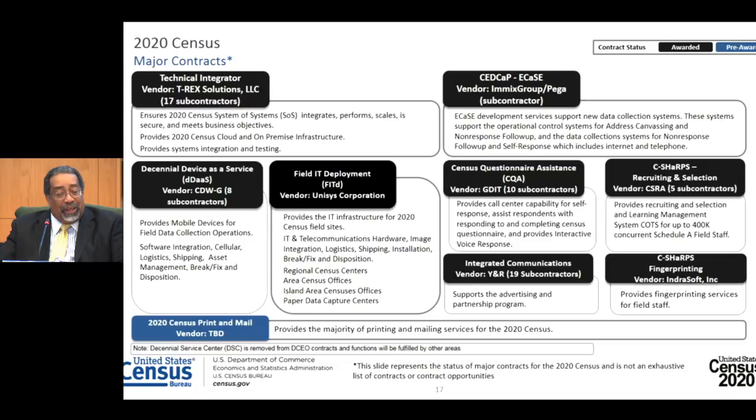You've seen our contract slide before. It shows the major contracts we have in place to support the 2020 census. All but one of our major contracts are awarded and in the contract administration phase. As I mentioned before, we still have to select a print vendor. The contract is in the stage where the submissions are being awarded, and we work closely with the Government Publishing Office, who is responsible for procurement of all government printing.